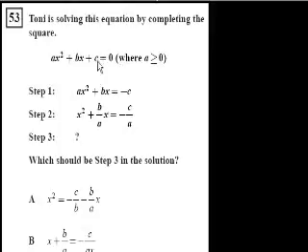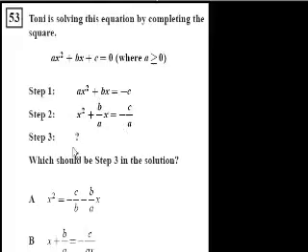First, he subtracted c from both sides, and he got ax squared plus bx is equal to minus c. Okay, that's fair enough. And then he divided both sides by a. That's fair enough. He got minus c over a. Which step should be step 3 in the solution?